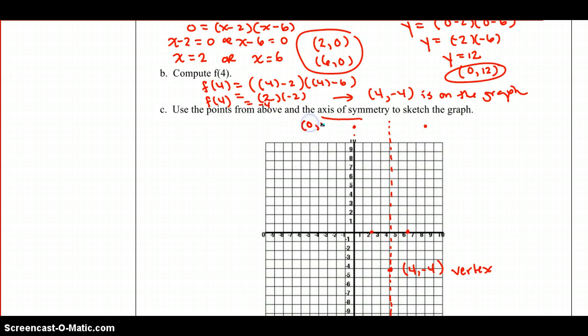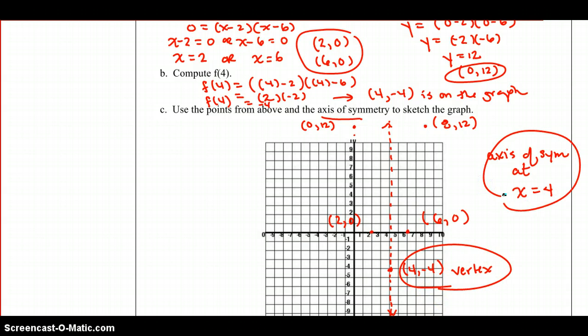So we have this point at 0, 12. Okay. But we would also have this point over here at 8, 12. Okay. And we've got our point at 2, 0. And another one over here at 6, 0. Okay. And then this axis of symmetry, it's a vertical line. And so a vertical line has the equation x equals, all the x coordinates on this line have an x coordinate of 4. Okay, so here's some of our important pieces for that parabola as well.